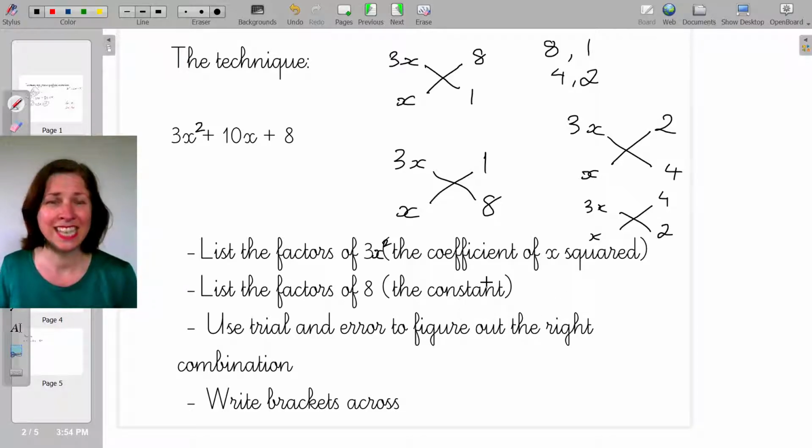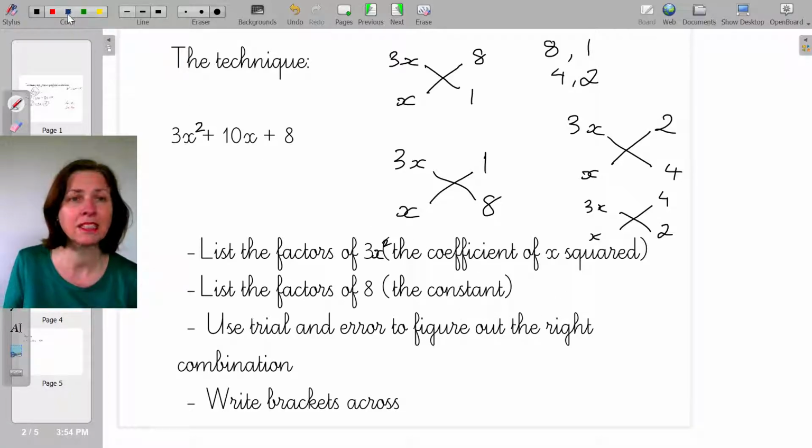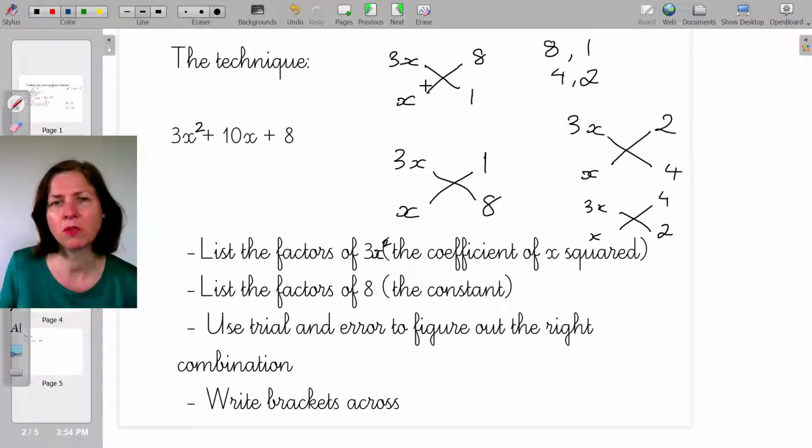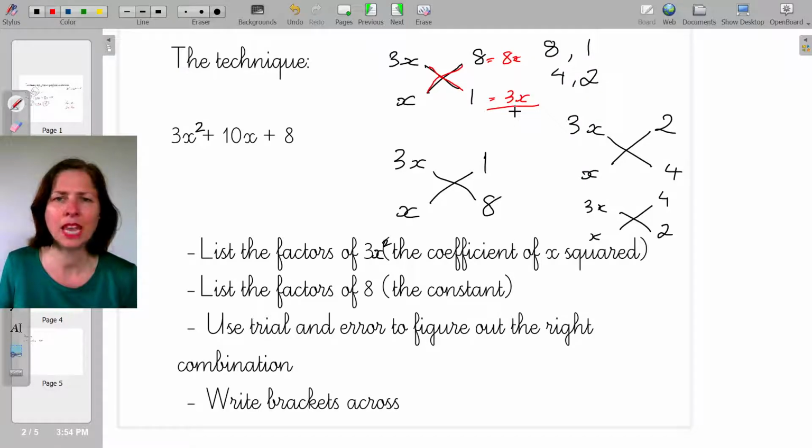And now I'm going to just test each one to see which one gives me my answer. I'll just change colour so you can follow what I'm doing. Actually, let's go with red. I multiply now along this line. So I go from x to 8. x times 8 gives me 8x. And then I multiply along here. 3x times 1 gives me 3x. Then I add them together and see what I get. 8 and 3 gives me 11x. Is that the same as 10x? No. So it's not this. No good. Let's try the next one.